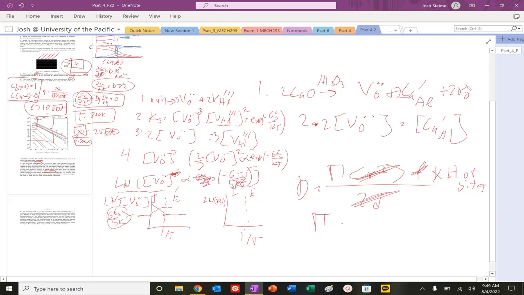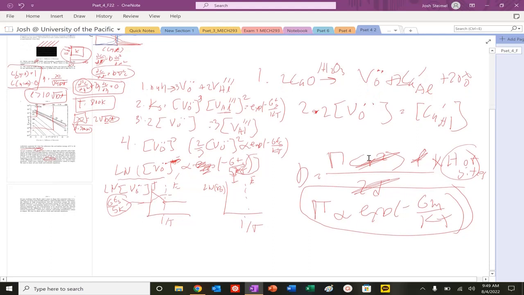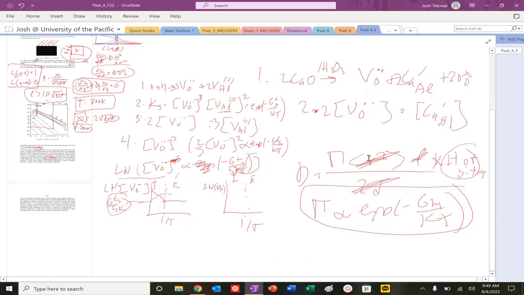My hopping rate is proportional to exponential minus G migration over kT, so that will be important, and the number of sites is important. So again, I'm looking at how the diffusivity scales with temperature. So what's my number of sites? Well, if I'm looking at the diffusivity of oxygen, my number of sites is going to be the concentration of V naught right here.